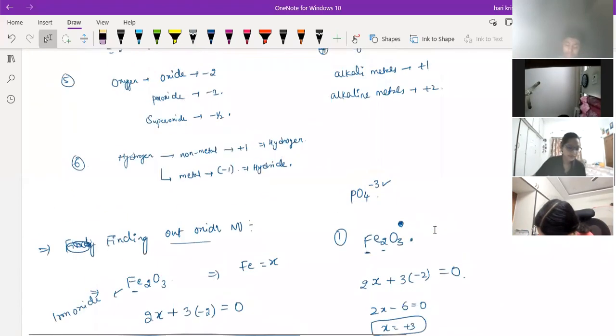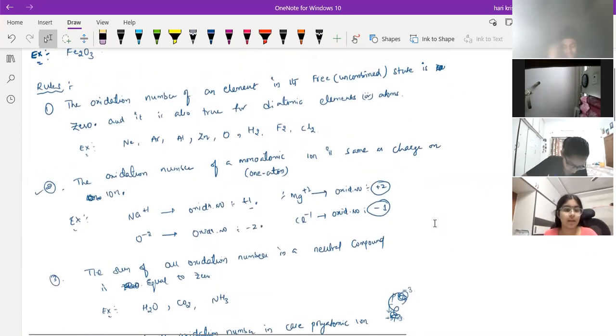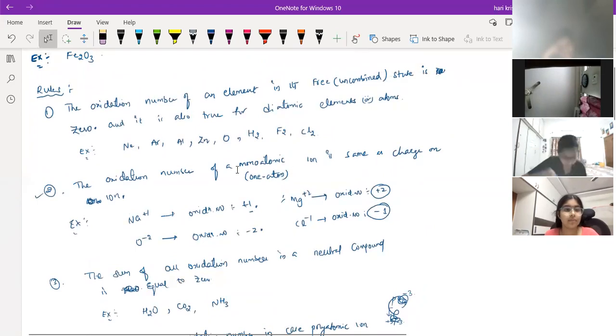So Ananya, these are the different rules. If you remember these 5 different rules, you will be able to solve all the remaining questions. So what is the first one?